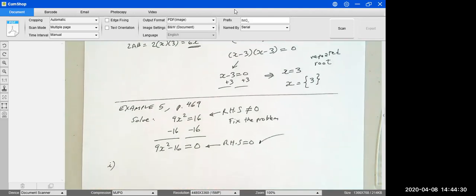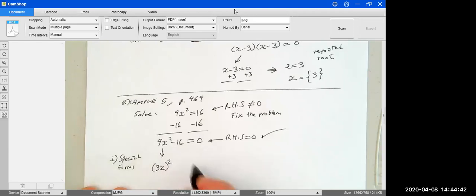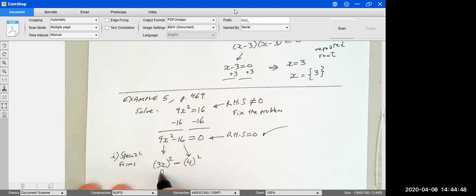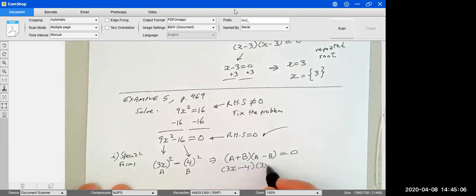I'm going to factor. I'm going to use special forms, because you can recognize this as the difference of two perfect squares. You can rewrite 9x squared as 3x squared, and then you can rewrite 16 as 4 squared. So this is my A, this is my B, meaning that we're going to have the product of two conjugate binomials, A plus B times A minus B equal to 0. So A is 3x: 3x minus 4 times 3x plus 4 is going to be equal to 0.